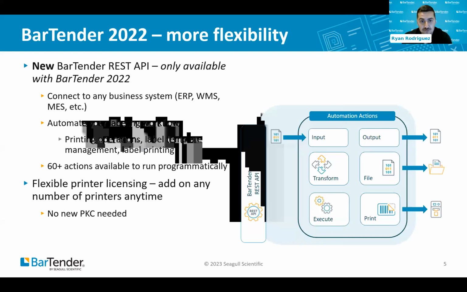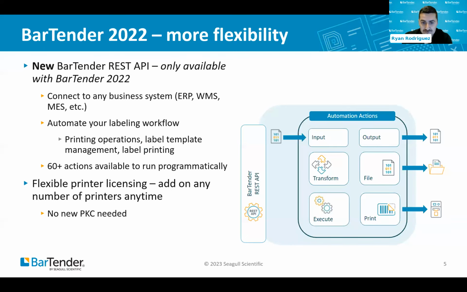So for BarTender 2022, it offers full flexibility of your labeling workflow. This can be seen through the all-new BarTender REST API, which is only available in BarTender 2022. The REST API allows you to connect to any business system, including your ERPs, WMSs, and more, and automate many areas within your labeling workflow through over 60 available actions. You can leverage the REST API to automate your printing operations, your label template management, and even your label printing.